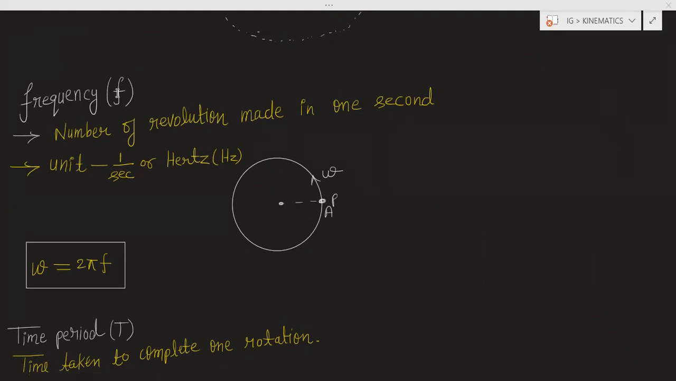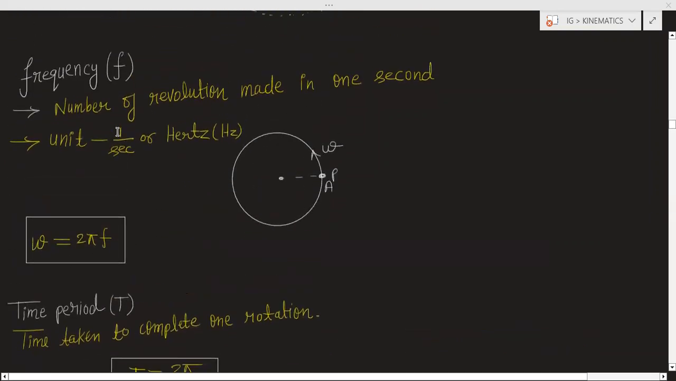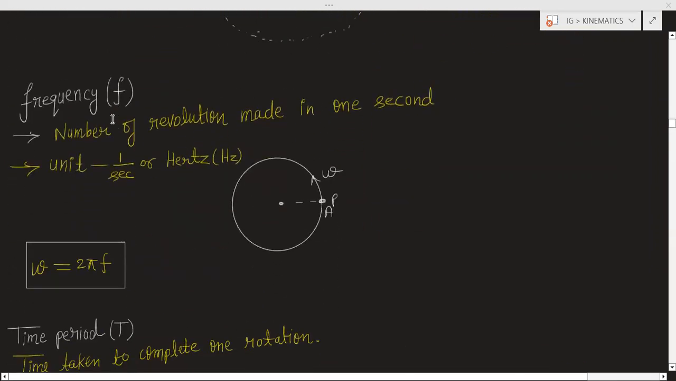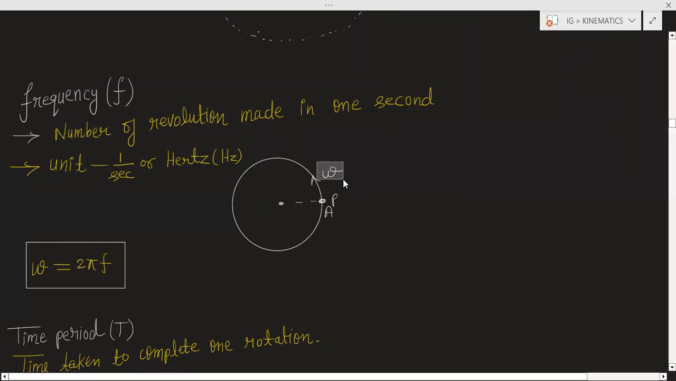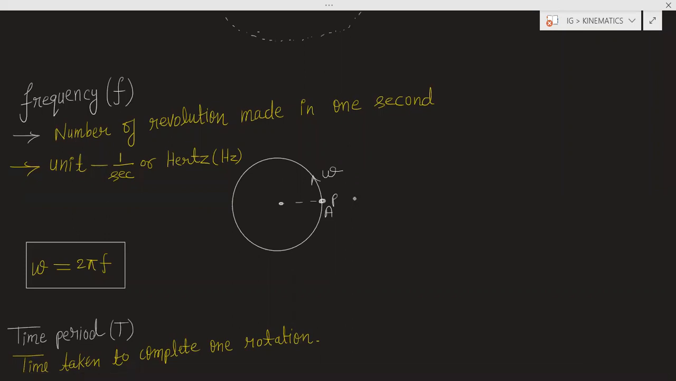Okay, so first we will discuss what is frequency and what is time period. Okay, we will revise what is frequency and what is time period. So frequency means number of revolutions made in 1 second. For example, here is a particle, and that particle is moving in a circular path with some angular velocity omega. Here omega is the angular velocity.